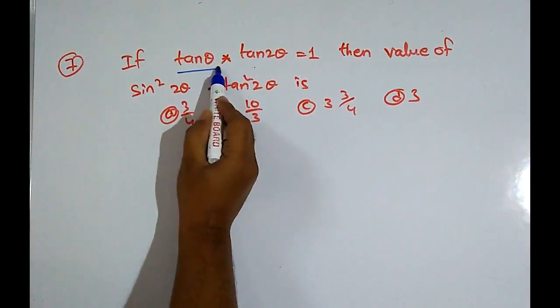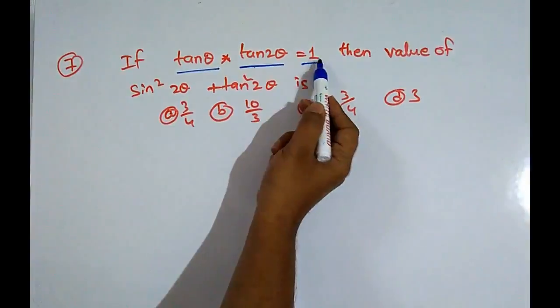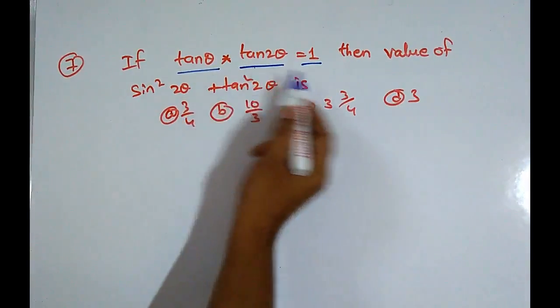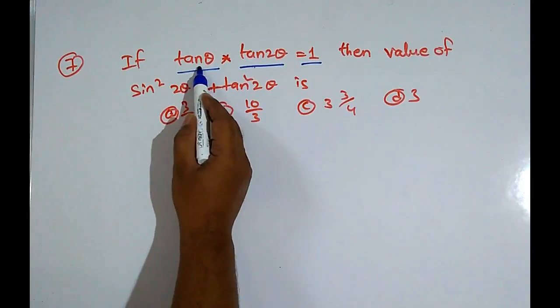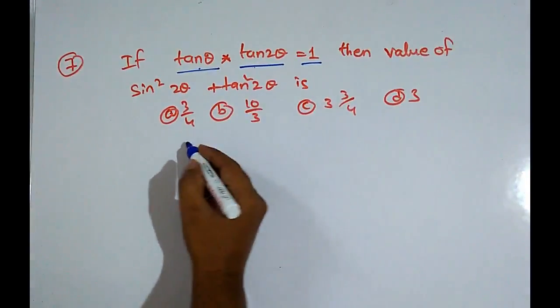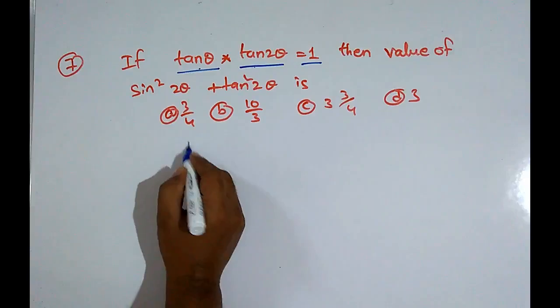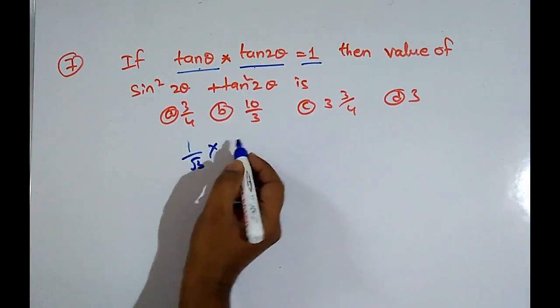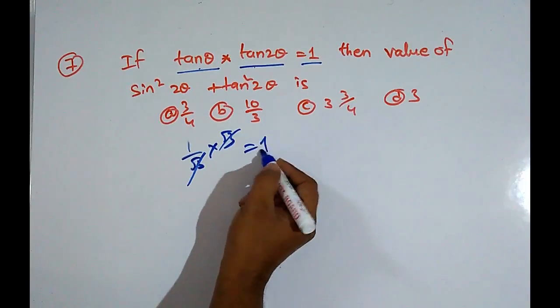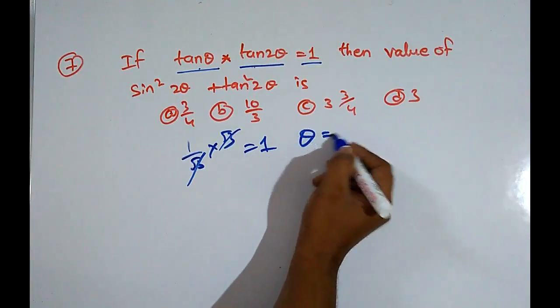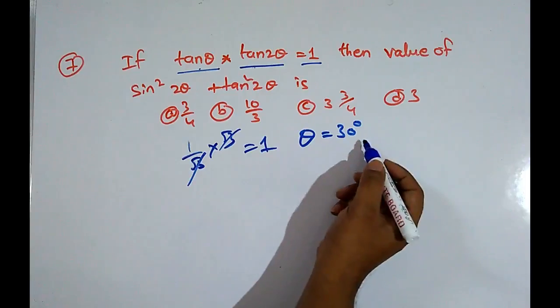If tan theta into tan 2 theta equals 1, friends, from this expression itself we can guess that tan 30 and tan 60 are reciprocals. Tan 30 is 1 by root 3, tan 60 is root 3, and if we multiply that, we are getting 1. So we have to substitute theta equals 30 degrees.